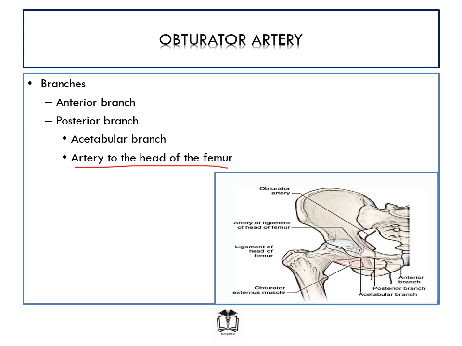If there's damage to this artery or disruption of its blood flow, it could lead to problems with the head of the femur, and that could cause necrosis, what we call avascular necrosis of the head of femur, which is of very important clinical significance. Another part of the posterior branch is the acetabular branch. This gives rise to blood supply to the acetabulum of the hip joint.